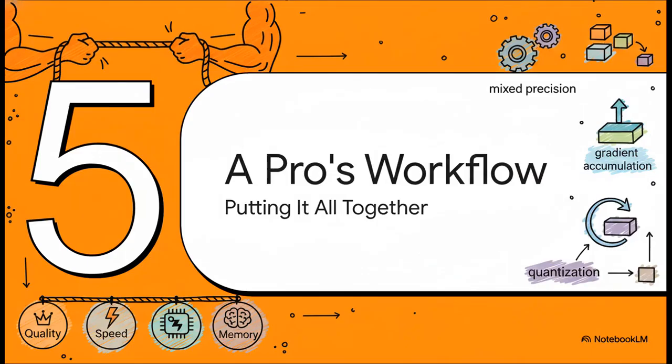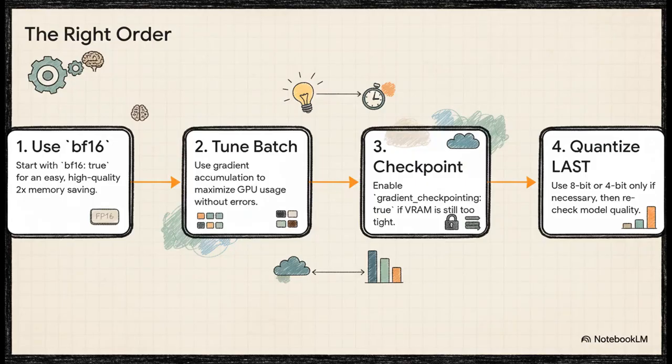So we know the 4 tools, but just having the tools isn't enough, right? Let's look at how a pro actually puts it all together. Okay, if you remember one thing, make it this sequence. This is the playbook. First, you always start with BF16 mixed precision. It's an easy win, a 2x memory save for almost no cost.